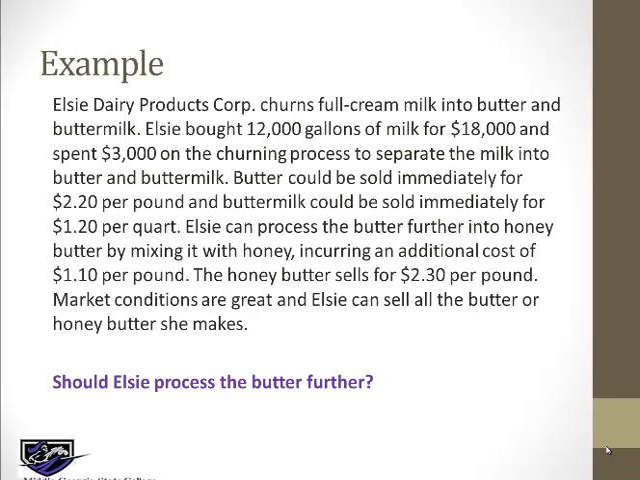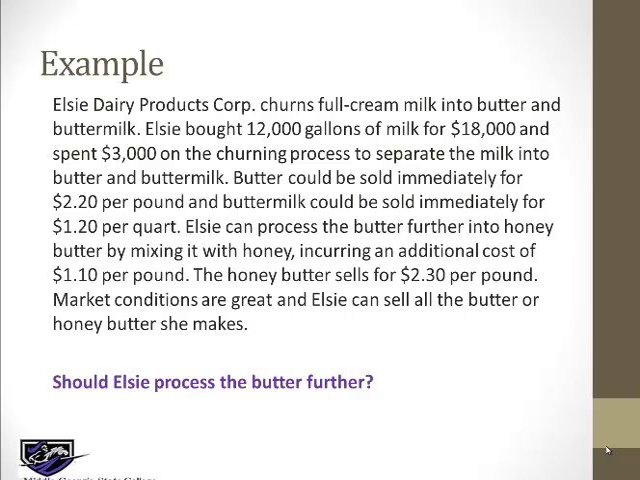So let's work through an example together. Elsie Dairy Products churns full cream milk into butter and buttermilk. So the process is the churning, and when they're done with the process, they have two products, butter and buttermilk. Elsie bought 12,000 gallons of milk for $18,000 and spent $3,000 on the churning process to make milk into butter and buttermilk. That is the joint cost, and that joint cost won't give us any idea whether to continue to process the butter or the buttermilk into some new product, ice cream or whatever.